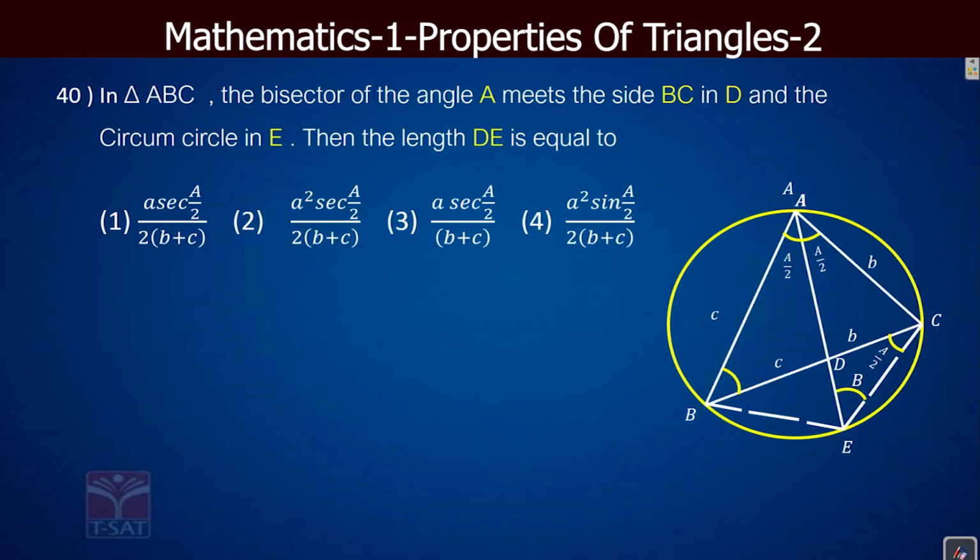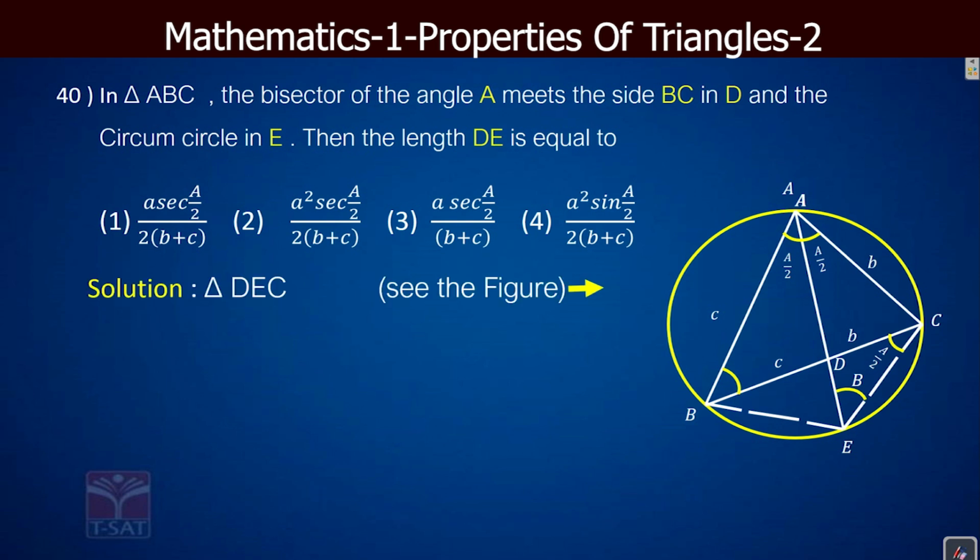Now see this. In triangle ABC, the bisector of the angle A meets the side BC in D and the circumcircle in E. Then the length DE is equal to: 1, a secant A by 2 by 2 into b plus c; 2, a square secant A by 2 into b plus c; 3, a secant A by b plus c; and 4, a square sin A by 2 by 2 into b plus c. But this is a good problem.